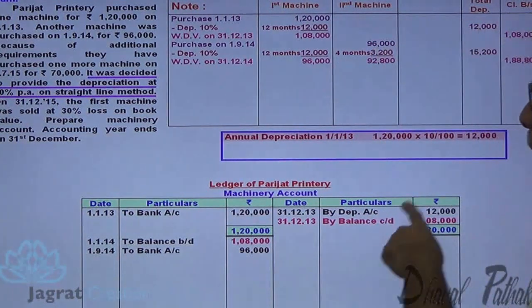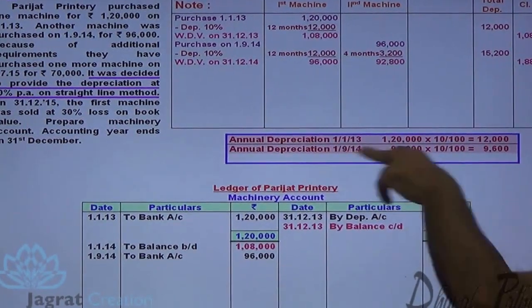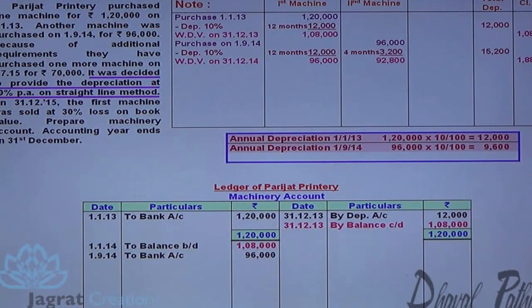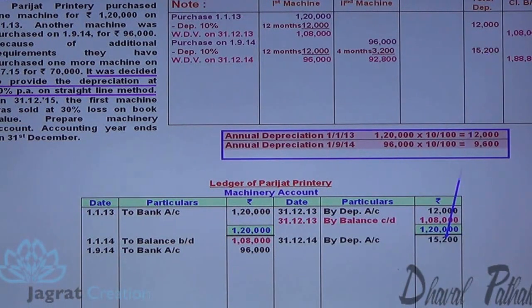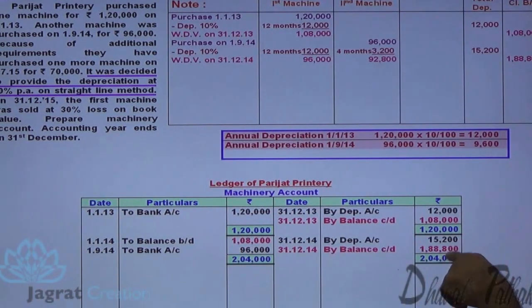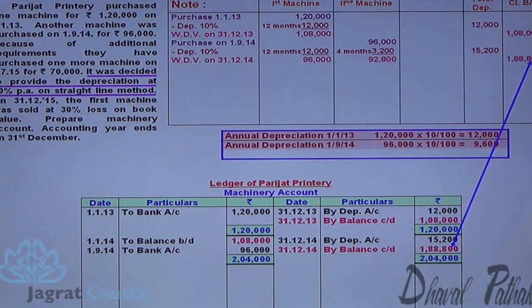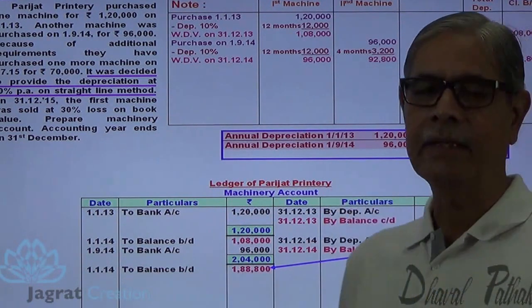Now let me write down depreciation and closing balance in my account. Depreciation account, this is the annual depreciation 9,600 that I wrote in the working note. Depreciation account debit to machinery account credit 15,200. Total of debit minus total of credit, find out the closing balance to be carried forward. So balance carried down 1,88,800. This working tallies with this one. Notice it. After that, I will write down the opening balance, that is balance brought down 1,88,800.